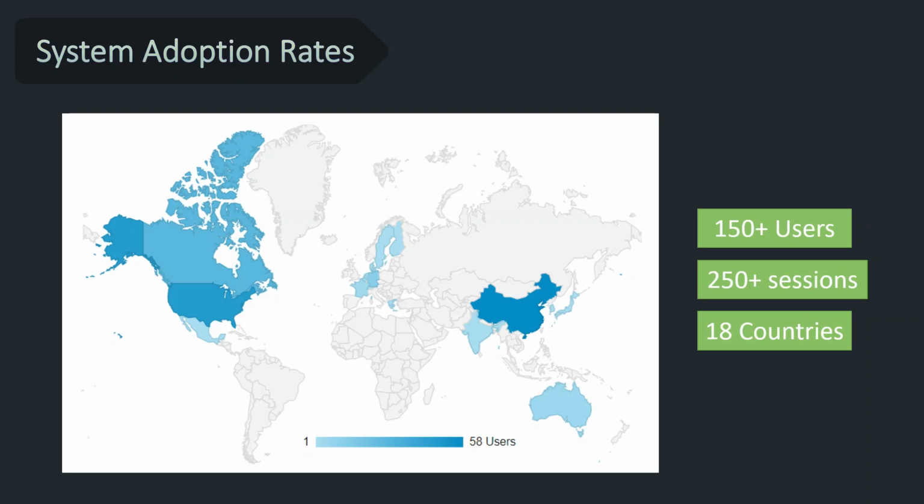While this partially validates our design, to further evaluate our system, we made it publicly accessible as a web tool where researchers could upload their own datasets and monitor the web traffic for a period of 1 year to track system adoption rates. And our results showed that in this period, SynVisio had 150 plus users from around 18 different countries across the world interacting with the system in close to 250 plus sessions.